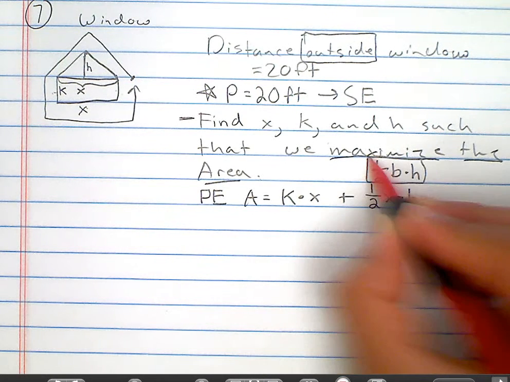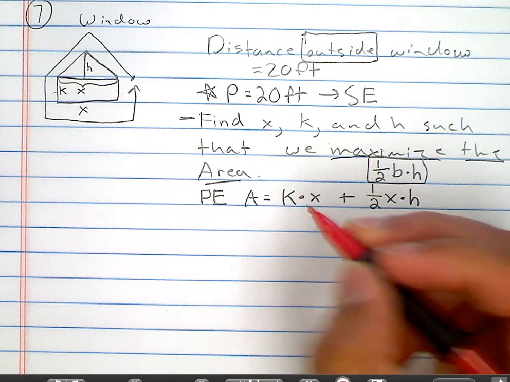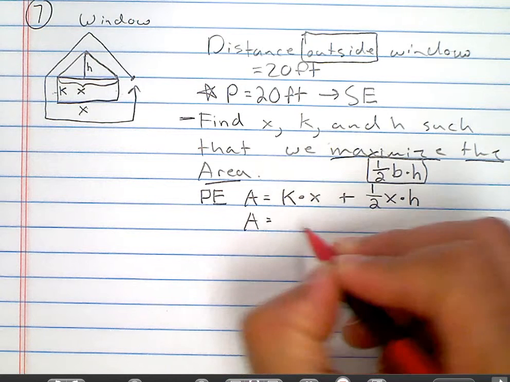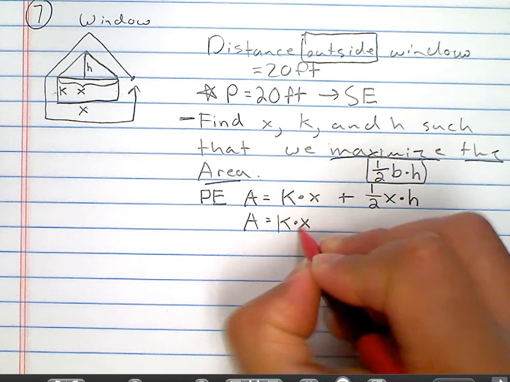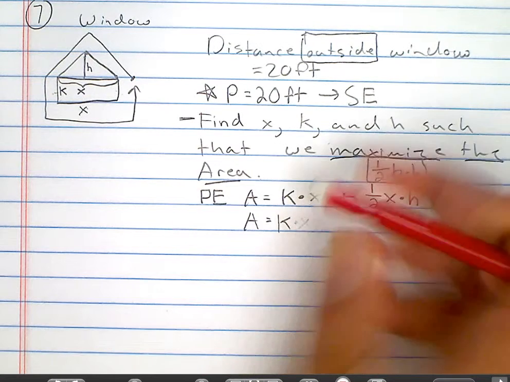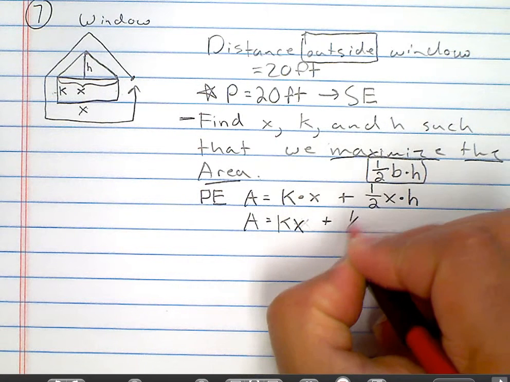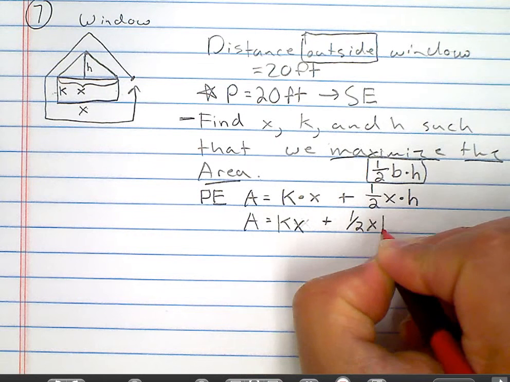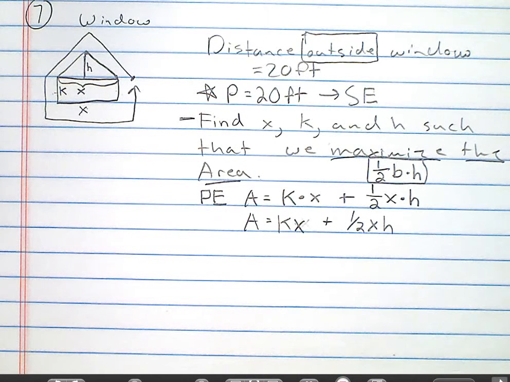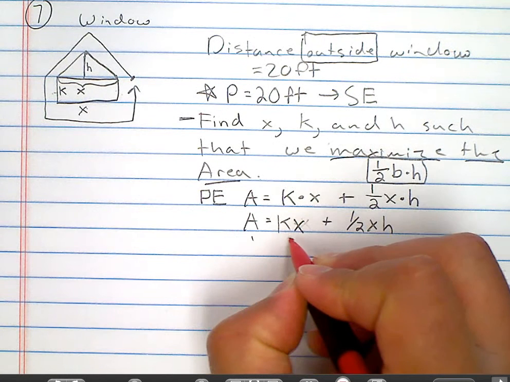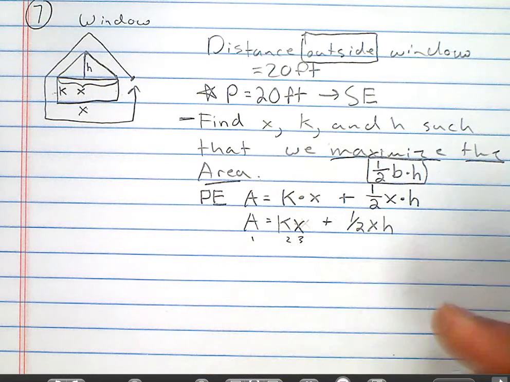All right, so let's just take a look at our primary equation. I'll just put KX. All right. So once again, our problem is that we have too many variables. 1, 2, 3 variables. Actually, 4.